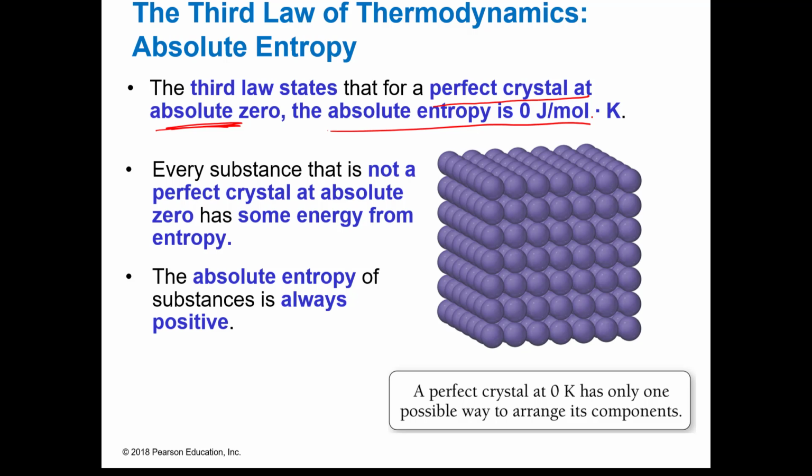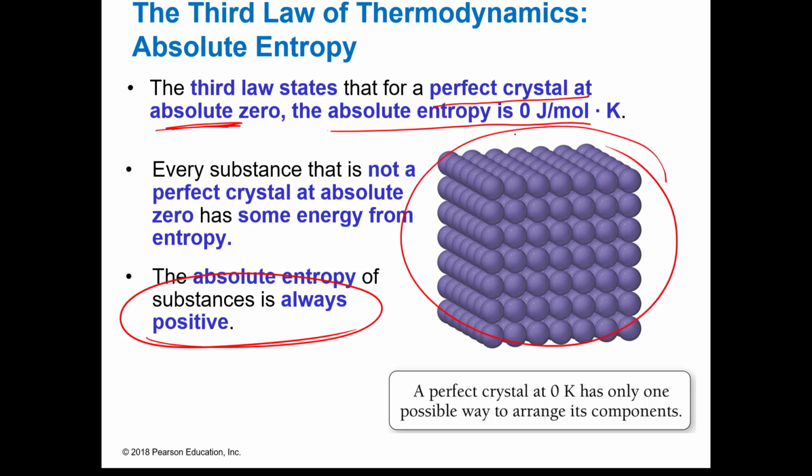Every substance that's not a perfect crystal at absolute 0 has at least some movement. Okay, it has some entropy. And so the absolute entropy of substances is always positive because they've always got some entropy. This is the only time you have no entropy, and that is a perfect crystal at 0 K. There's only one way to arrange it.